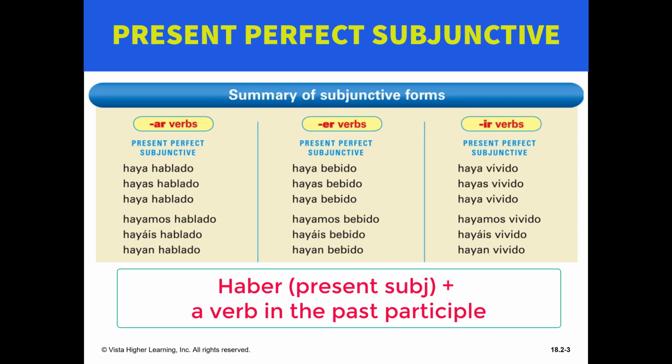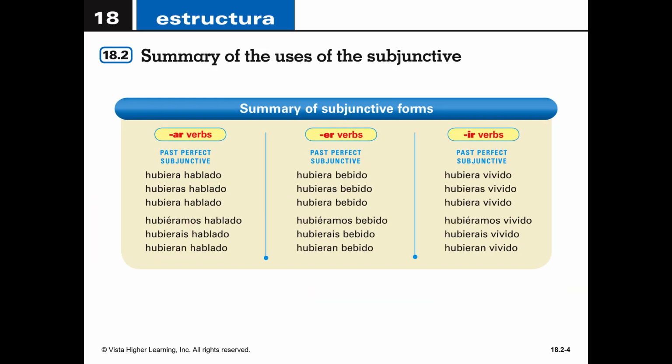And for the regular past participles like beber or vivir, which end in er or ir, the ending would be ido. And then, of course, you might remember that there's a set of irregular past participles, and those are on page 493 in your book.